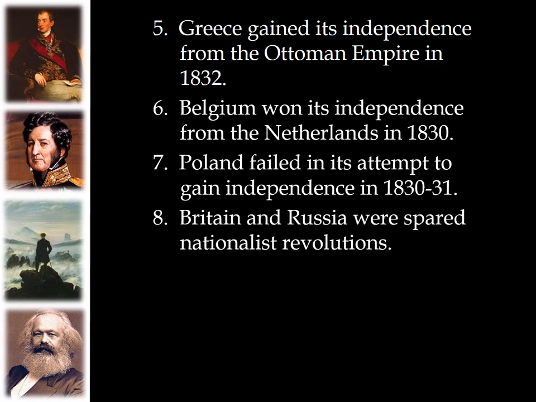Britain and Russia were spared from nationalist revolutions. When we talk about these revolutions that happen in the mid-century, in particular 1848, later on in this lecture, we will discuss how they happen all over Europe. It's like a revolutionary virus that spreads throughout Europe. But there were two notable exceptions, Great Britain on one end of Europe and Russia on the other end of Europe, kind of bookends, if you will. Neither of them will suffer nationalist revolutions, but for completely different reasons, and we'll discuss those as we go through the lecture as well.